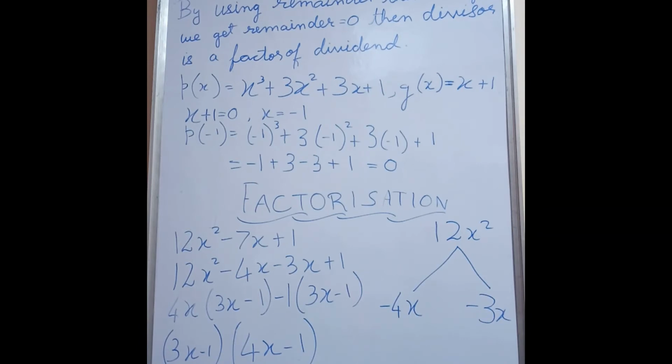Now we should find two factors of 12x square whose sum is 7x. So here we got 4x and 3x, whose sum is 7x and which gives us 12x square when multiplied. So here we will write 12x square as it is. Then in the place of 7x, we'll write the two factors of 12x square, that is 4x plus 3x, plus 1 as it is.